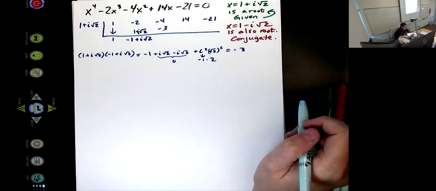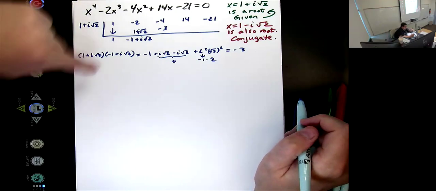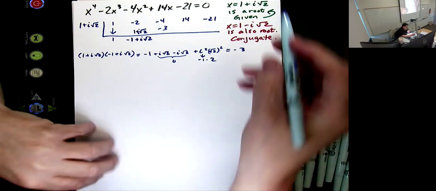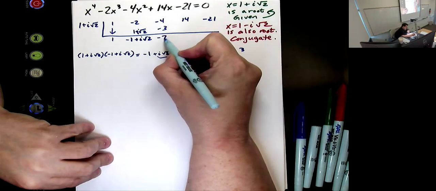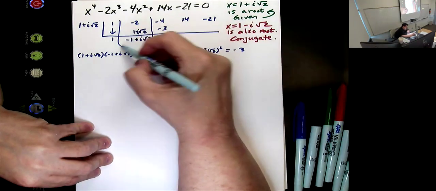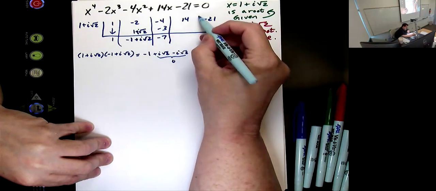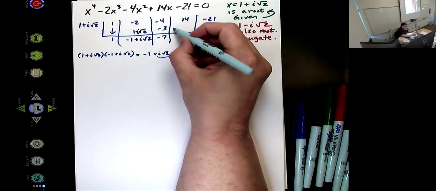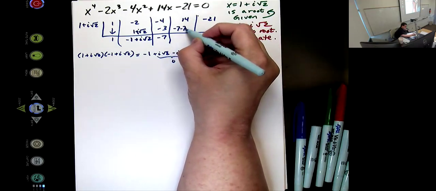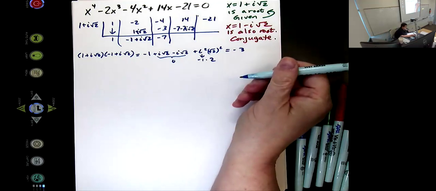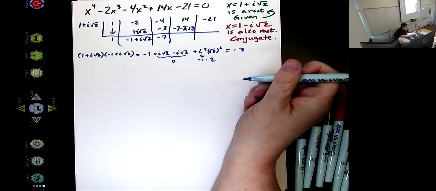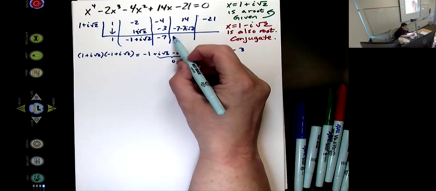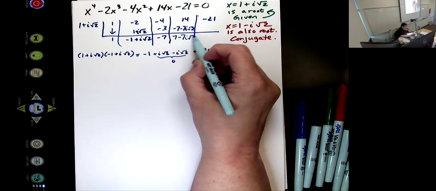So the thing about dealing with the complex roots is every other time usually knocks out the i's, but not always. I add that up, I've got negative 7. This should be negative 7 minus 7i root 2. And now if I add these up, I have 7 minus 7i root 2 there.